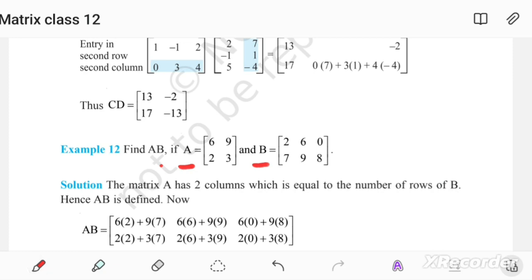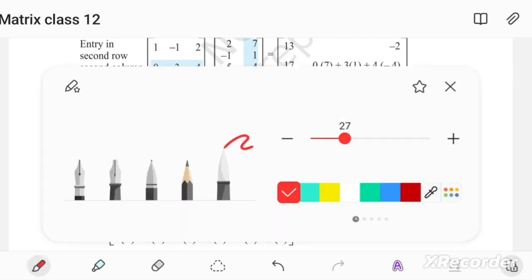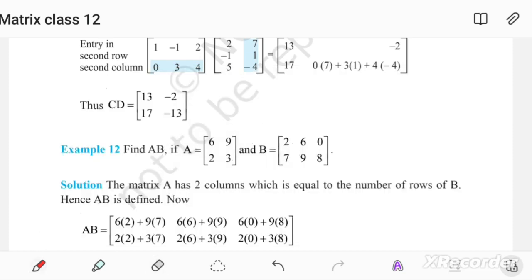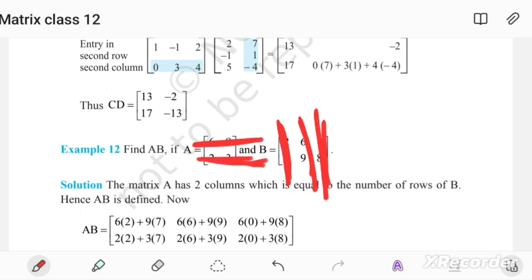And how will we do the multiplication? Multiplication can be done very simply. Just multiply this row with this column, this row with this column, this row with this column, and so on for the remaining rows and columns.